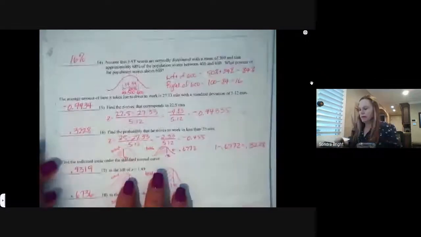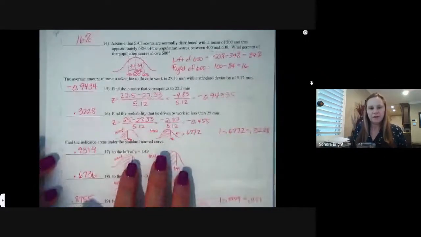All right, so let's show you the back side. Here are the answers. And again, if you look at this and you got them all right, then just skip on through to the bottom. But how did I find this?